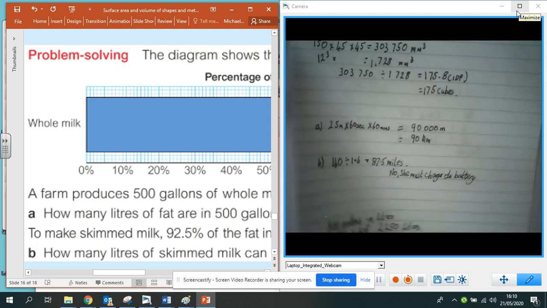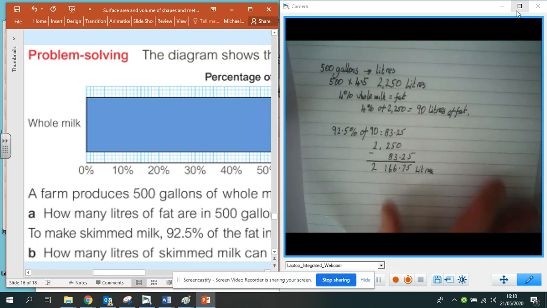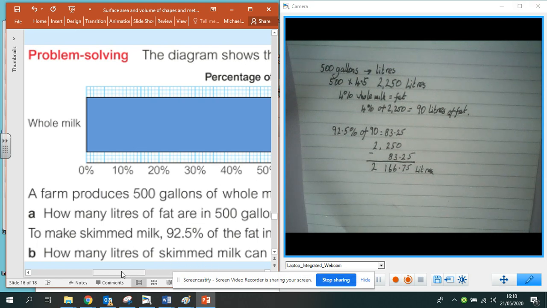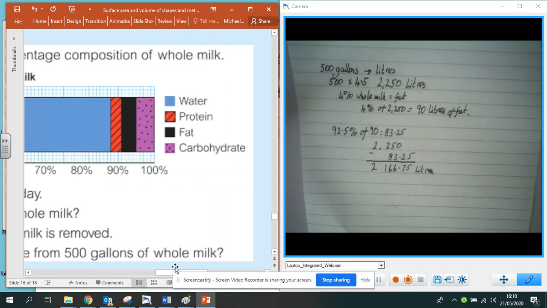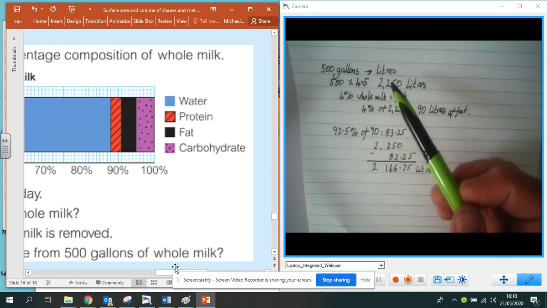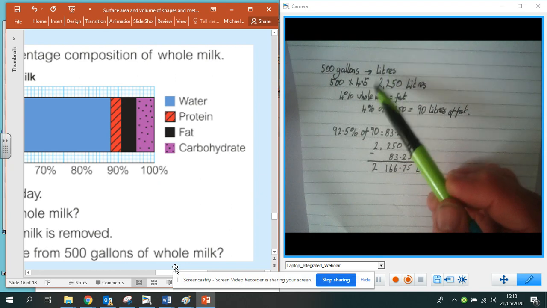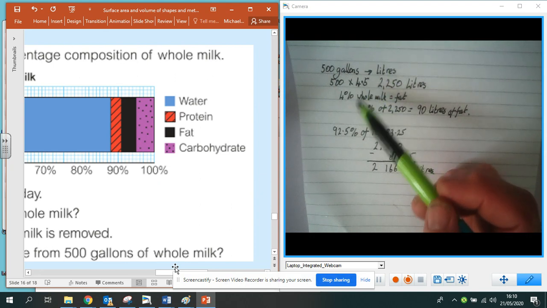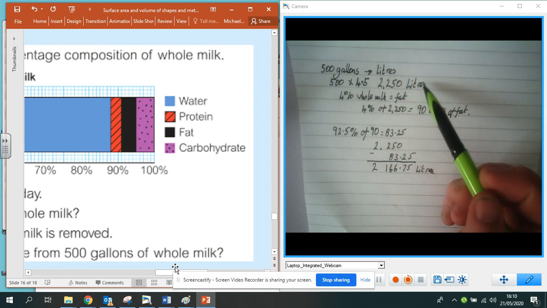Okay, so let's have a look at this question. The first thing that I have to do here is convert the number of gallons, the 500 gallons, into litres, because everything else in this question is all about litres. So I've got to turn it into litres. Conversion factor, as we know, is 4.5. So we'll do 500 multiplied by 4.5, gives us 2,250 litres.